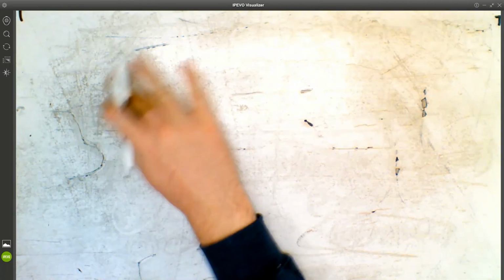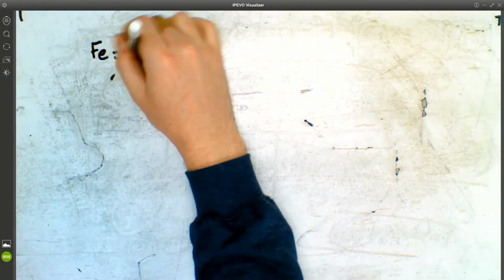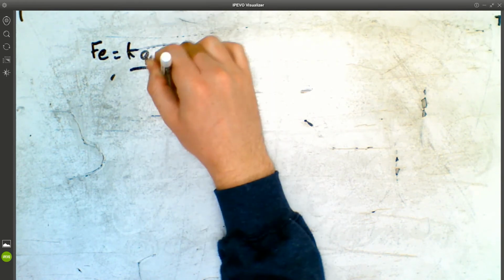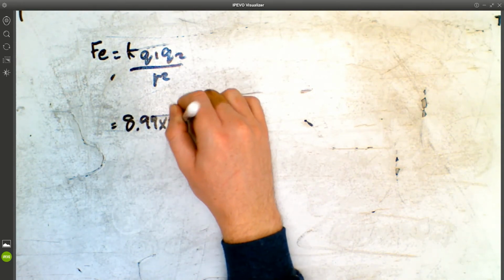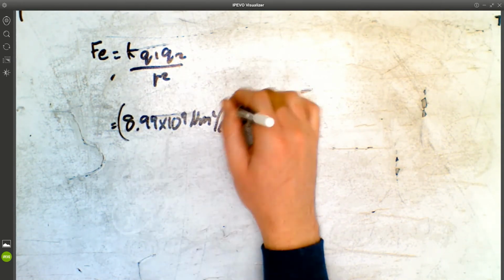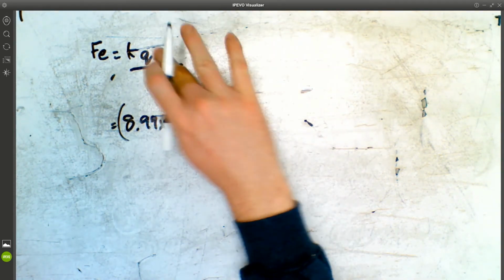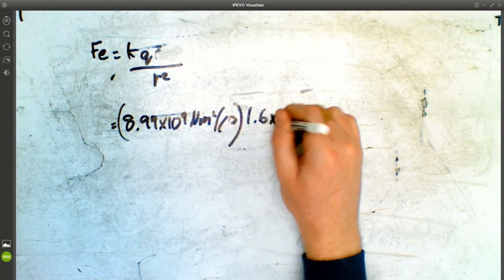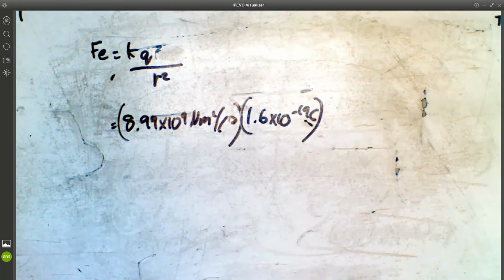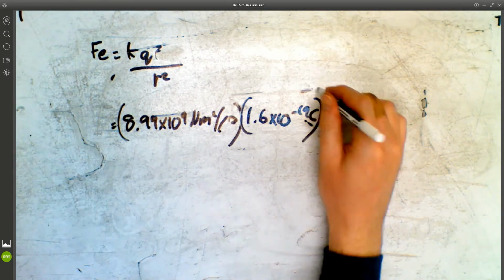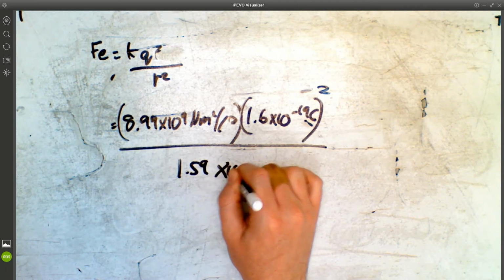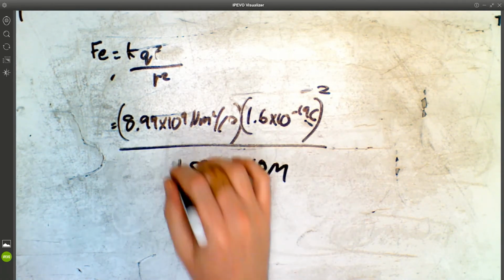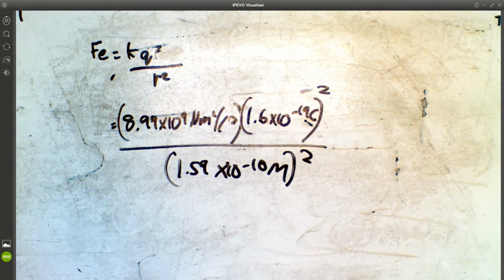So let's calculate the electrostatic force. Fe equals K, Q1, Q2, all over R squared. 8.99 times 10 to the 9 newton meters squared per coulomb squared is our constant. The charges are the same, so I can just say Q squared. They both have the elementary charge, 1.6 times 10 to the negative 19 coulombs. I square that, and they're separated by a distance of 1.59 times 10 to the negative 10 meters, and I have to remember to square that. So I can find out my electrostatic force.